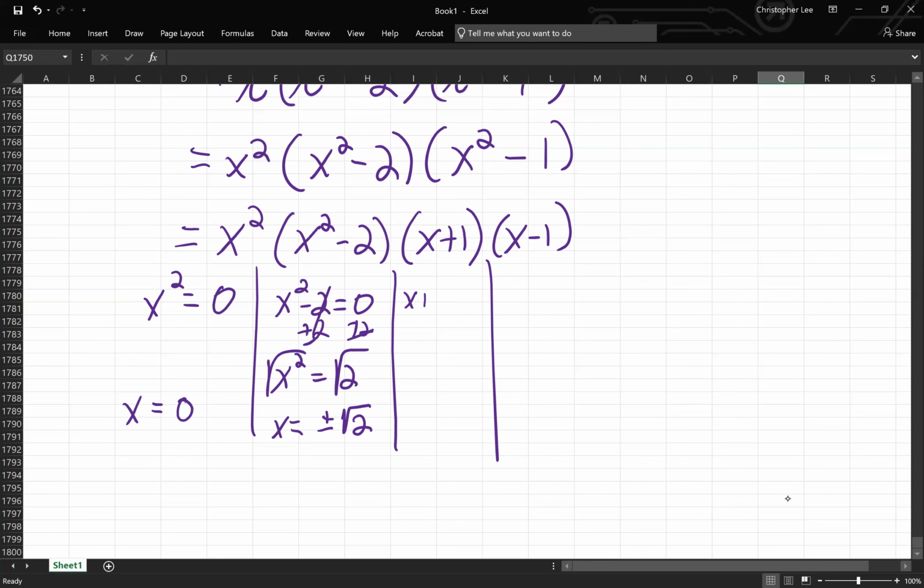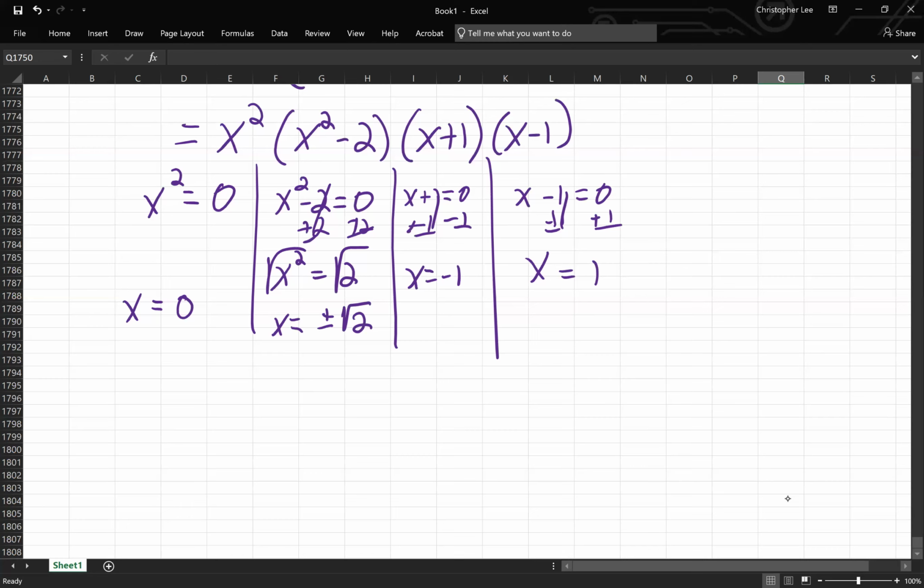So x plus 1 equals 0. I'm going to subtract 1, subtract 1. X equals -1. Whoops, that's x minus 1. X minus 1 equals 0. Add 1, add 1. X equals +1.